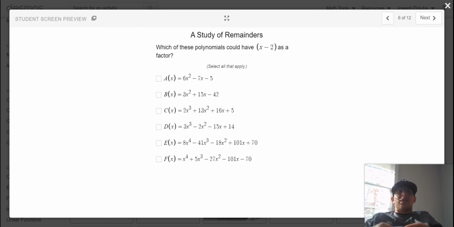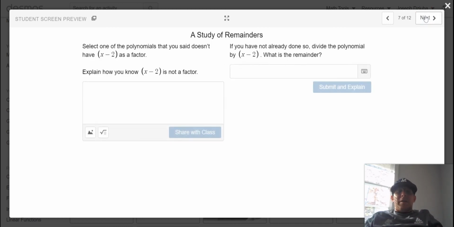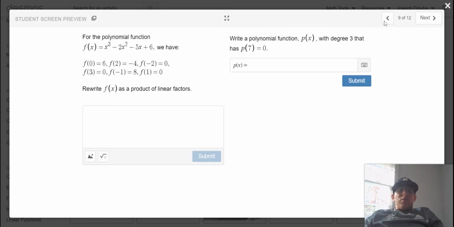If you have a conceptual understanding of what a factor is and its implication on a polynomial, think about it graphically. This should be very straightforward, and if not, it still should be very straightforward, but in a very tedious manner. And then, here we can explain how we know x minus 2 is not a factor for one of the polynomials. And if you have not already done so, divide the polynomial by x minus 2. What is the subsequent remainder? And that's where we'll pause.